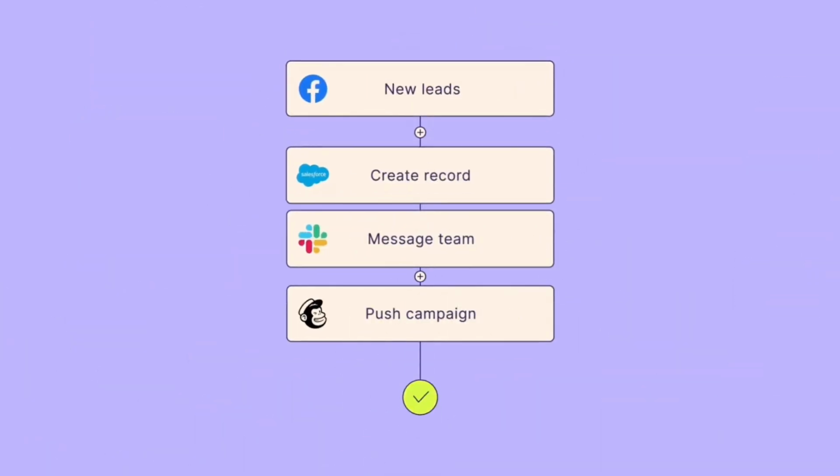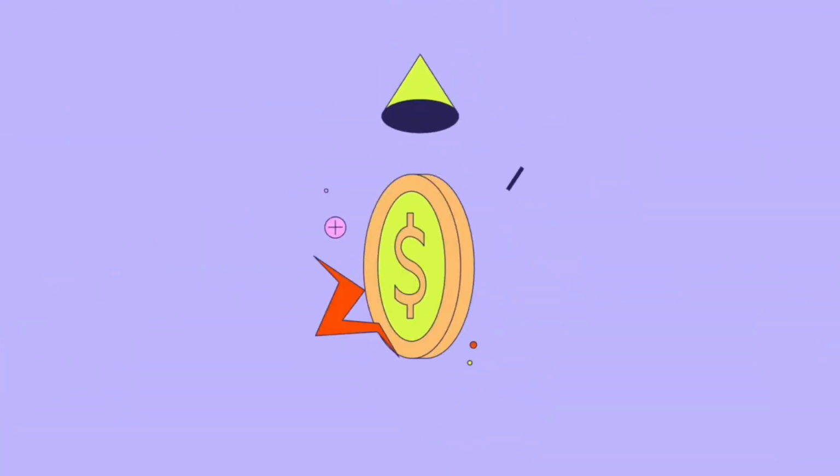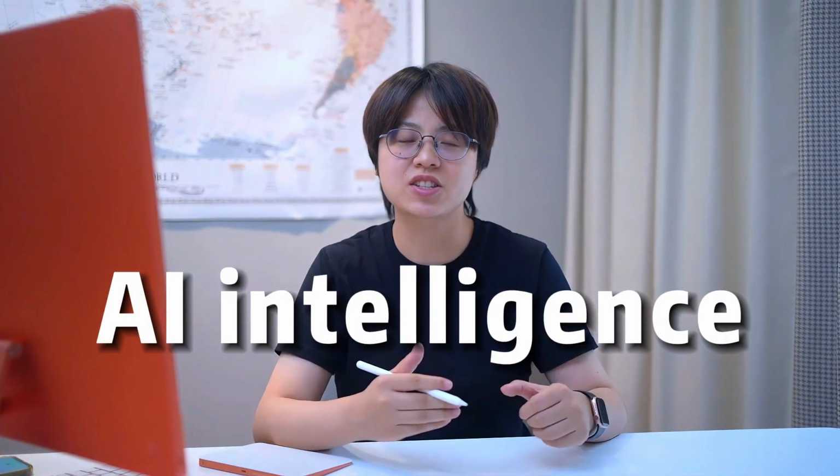Zapier is the tool that makes your favorite apps talk to each other, freeing up your time so that you can focus on what truly matters. And the icing on the cake, Zapier even incorporates AI intelligence into your everyday tasks. The best part of it is Zapier is a no-code tool. This means the learning curve is nearly flat. Whether you are a tech wizard or just tech curious, you'll find it incredibly easy to set up.